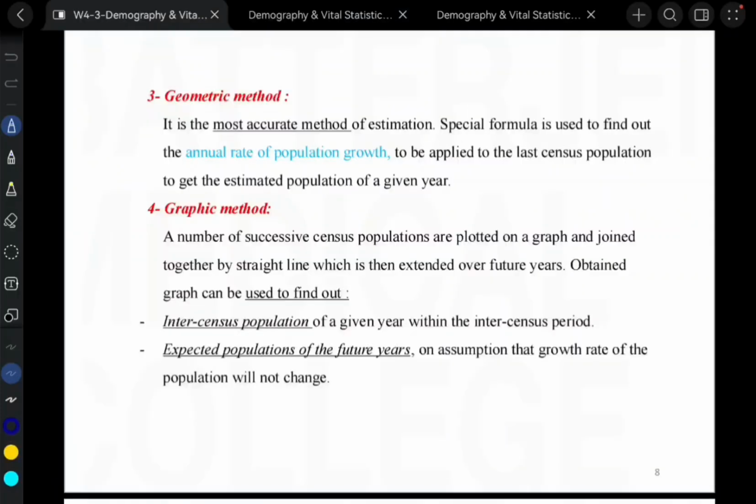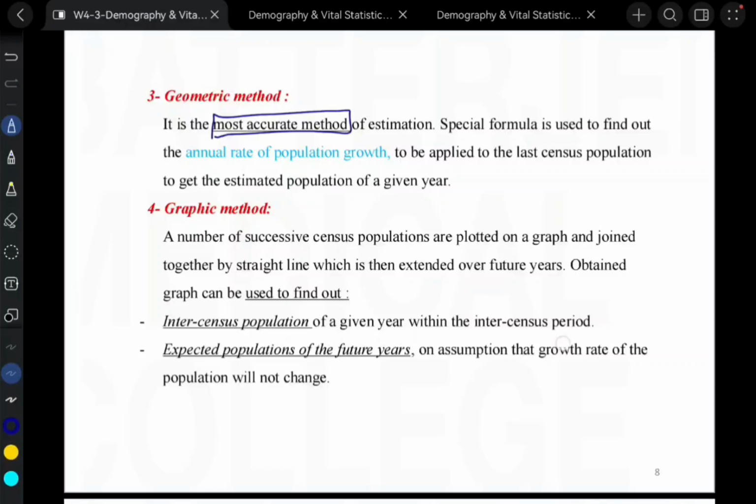Okay, now we have the third method, which is the geometric method. That's the most accurate method of estimation. A special formula is used to find out the annual rate of population growth to be applied to the last census population to get the estimated population of a given year. So if a question asks which of the following is the most accurate method, then we answer geometric method. Okay, makes sense.